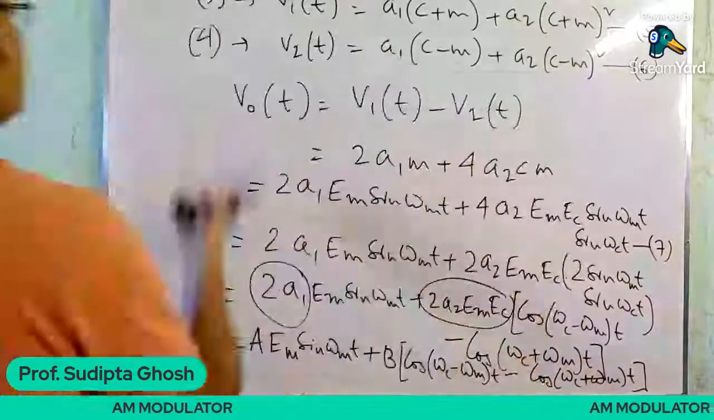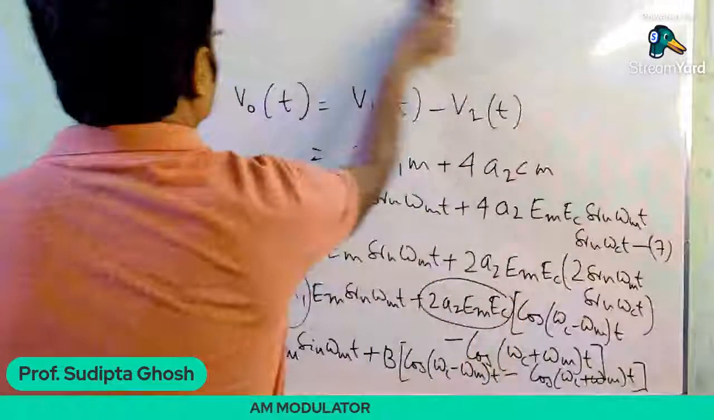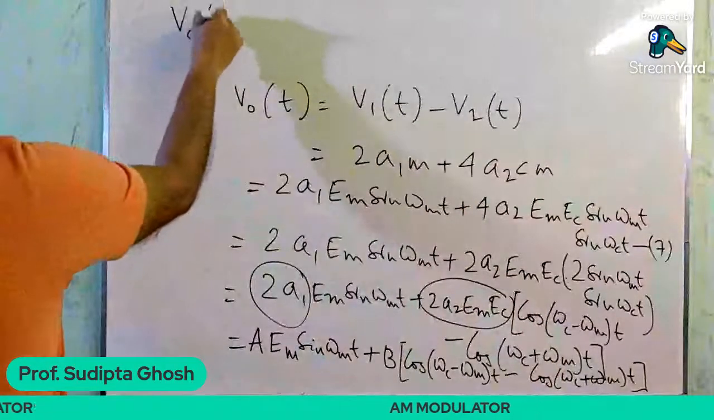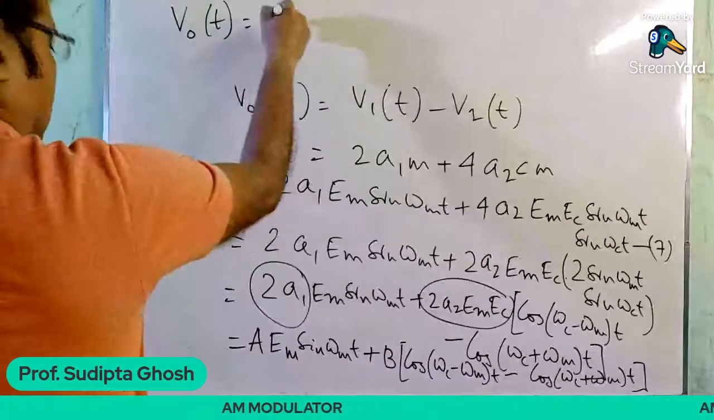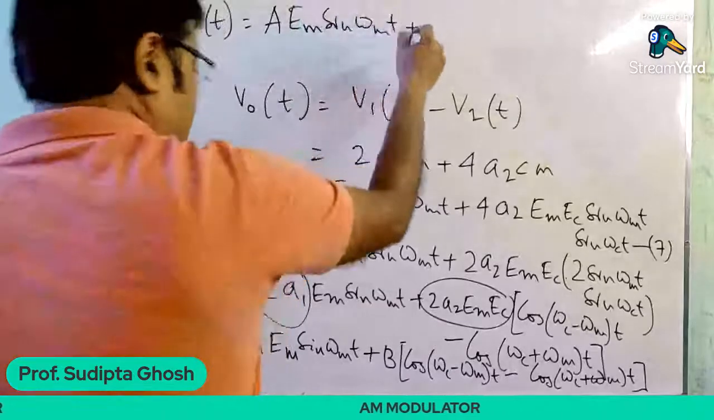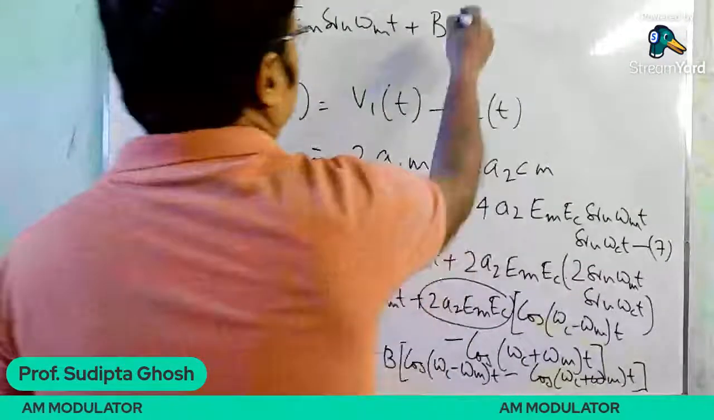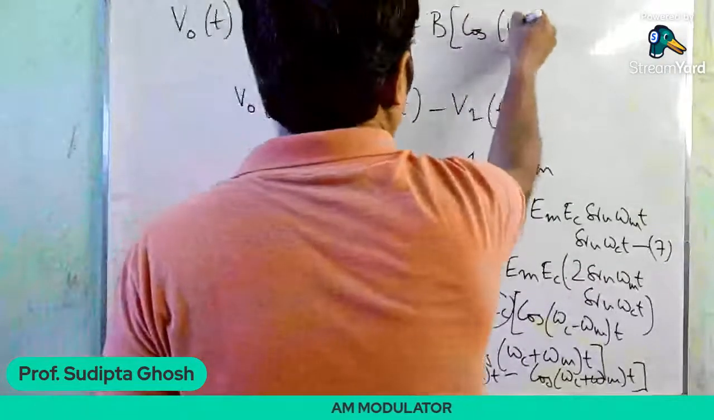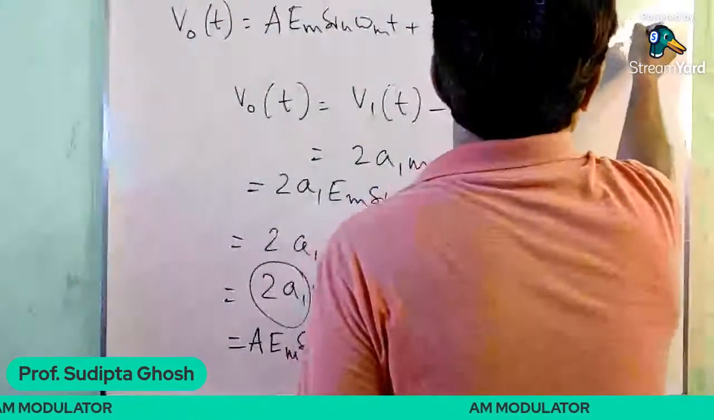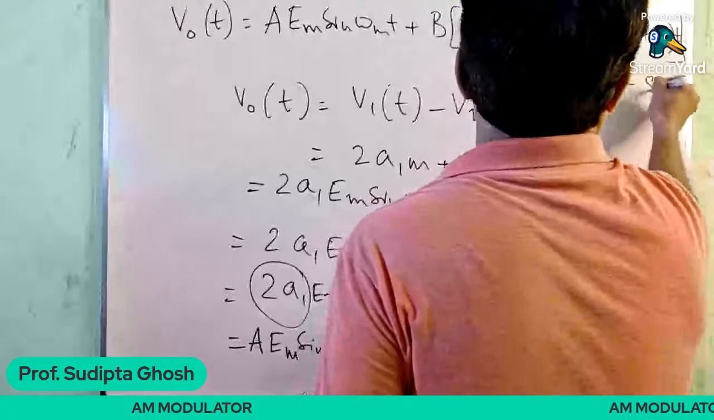I think not. So let's write it again here. So the output voltage will be A Em sine omega mt plus capital B. That capital B is actually twice A2 Em Ec. So it has B times cos of omega c minus omega m t, minus cos of omega c plus omega m t. Let it be equation 8.